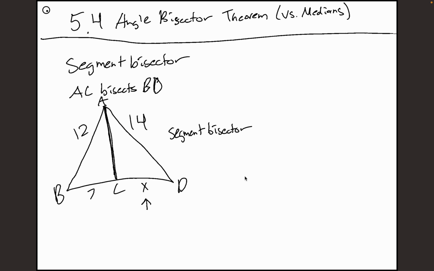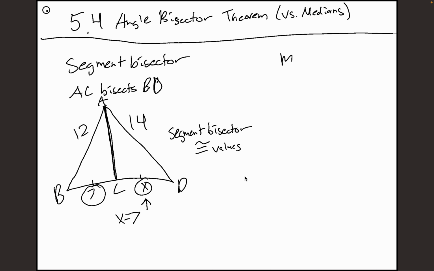Whenever it is a segment bisector, the bottom two values are just going to be congruent. So if BC is 7, CD is also going to be 7. So segment bisector, congruent values. Just think of that. So anytime it's a segment bisector, it's just going to be the same value. So in this case, x equals 7.